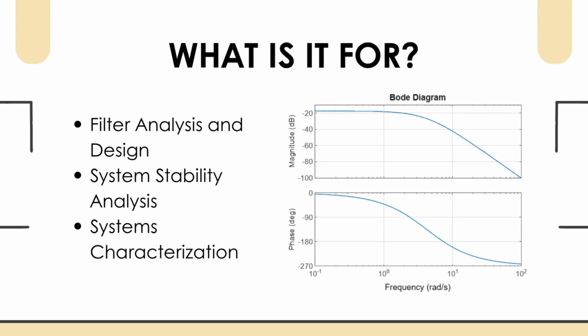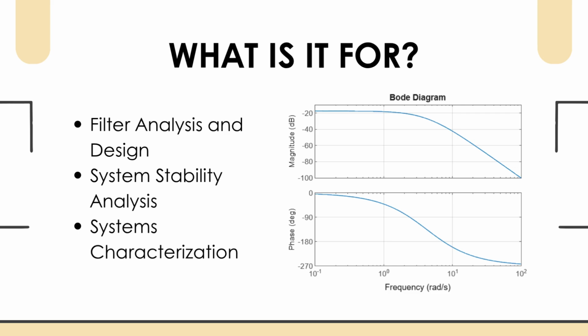The second one is system stability analysis. It allows the stability of a closed loop control system to be determined without having to calculate the roots of the characteristic polynomial. It analyzes the gain margin and the phase margin, which indicate how much the system's gain or phase can vary before becoming unstable, and a positive gain margin and phase margin generally indicate that we have a stable system.